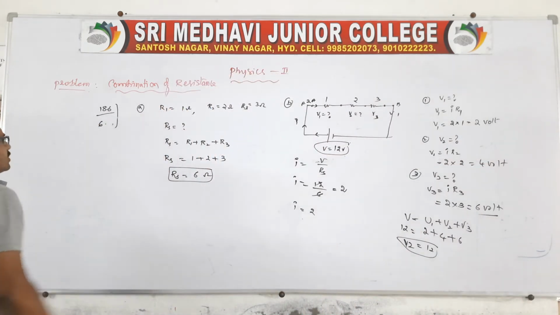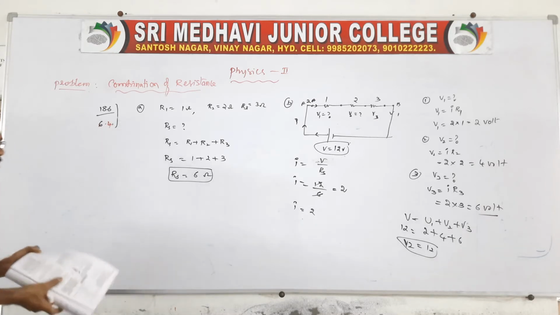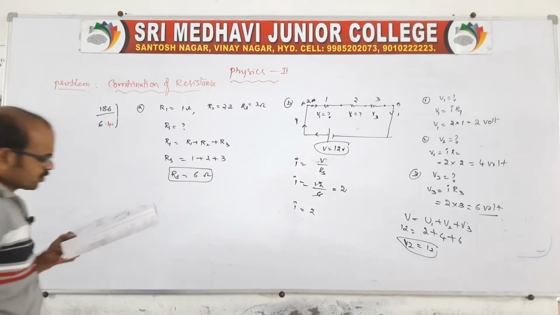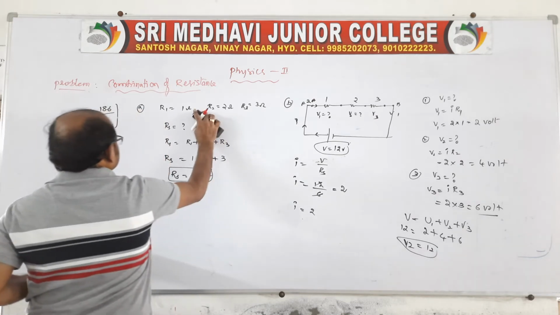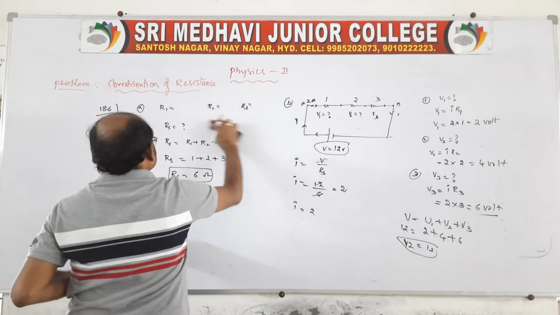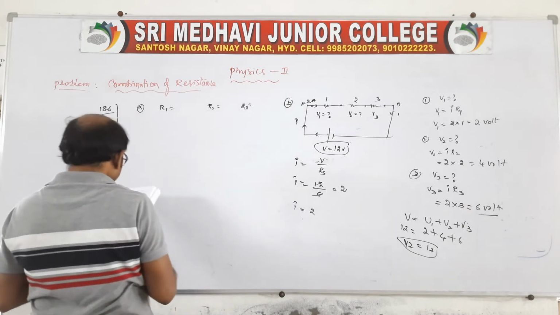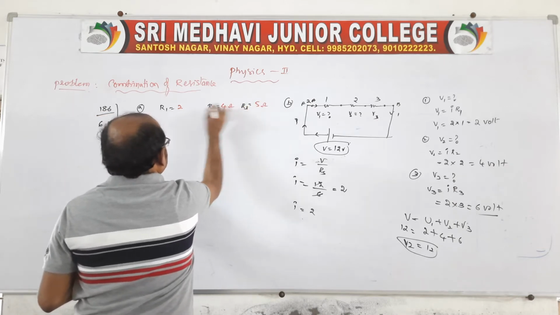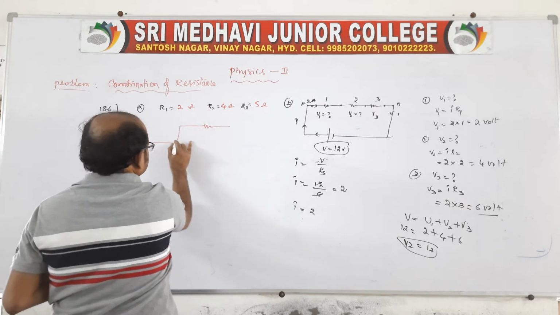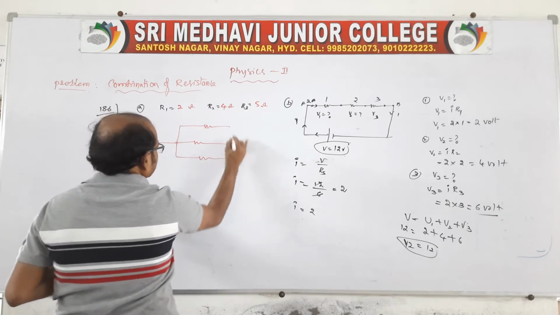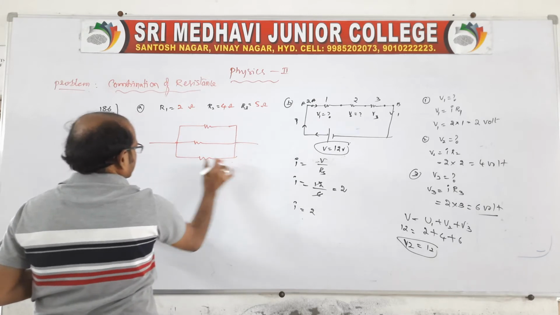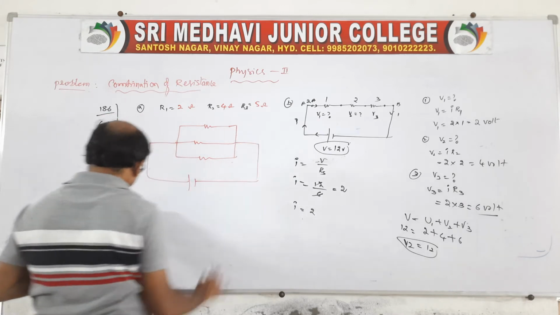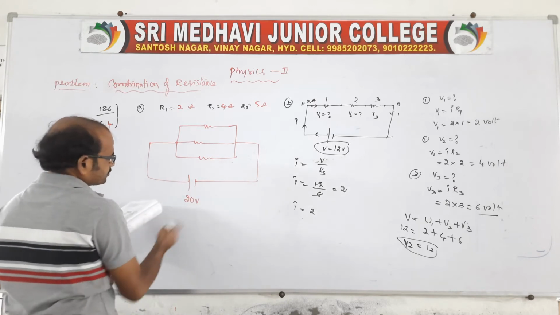On the same page number 186, there is another question related to parallel combination, question number 6.4. Read the question: 3 resistors 2 ohm, 4 ohm, 5 ohm are connected in parallel. You draw a parallel combination like this. All are connected at one point with a battery of EMF 20 V.